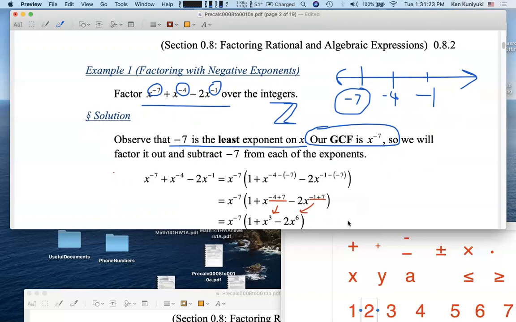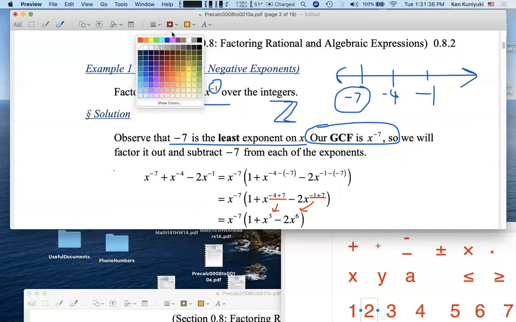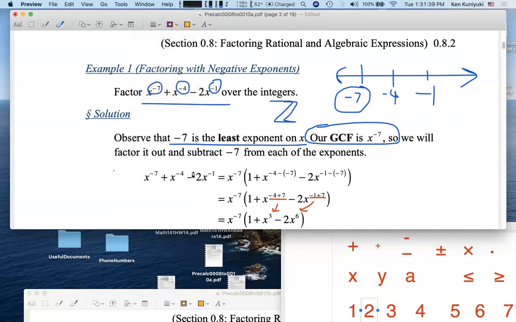So now it's looking pretty clean. We have x to the negative 7 times the factor 1 plus x cubed minus 2x to the 6th. But now wait, we don't like to have negative exponents on x in our final answer, usually. So what can we do with the x to the negative 7? How can we rewrite this whole expression so that we no longer have negative exponents? Well, x to the negative 7 can be rewritten how? As 1 over x to the 7th.